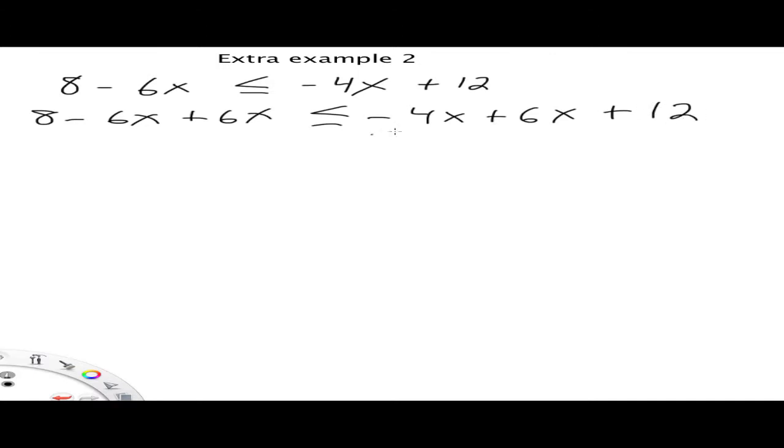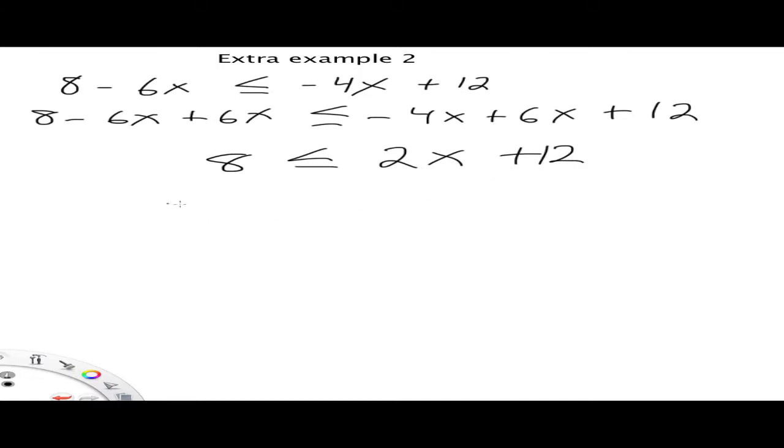Now this is kind of the path I often take. You don't have to do this. You could go the other way, and I'll show you that in just a second. So this is going to give me 8 is less than or equal to 2x plus 12.